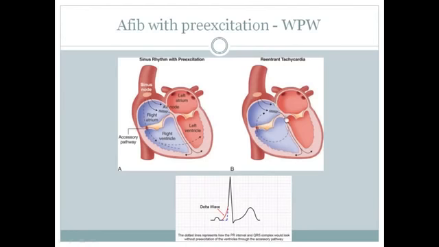It's making it wide. If I block the AV node, absolutely everything is going to come through the accessory pathway, which doesn't have a delay like the AV node. Everything goes through, it's a piece of myocardium, and it's going to go fast. So atrial fibrillation will convert to ventricular fibrillation, and people do poorly.